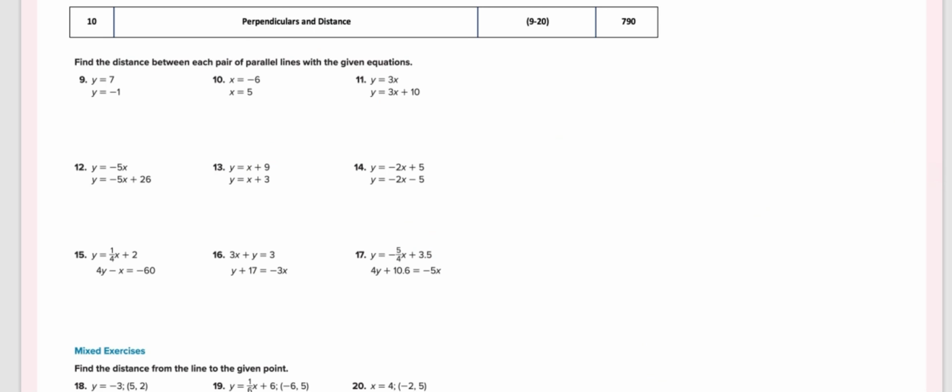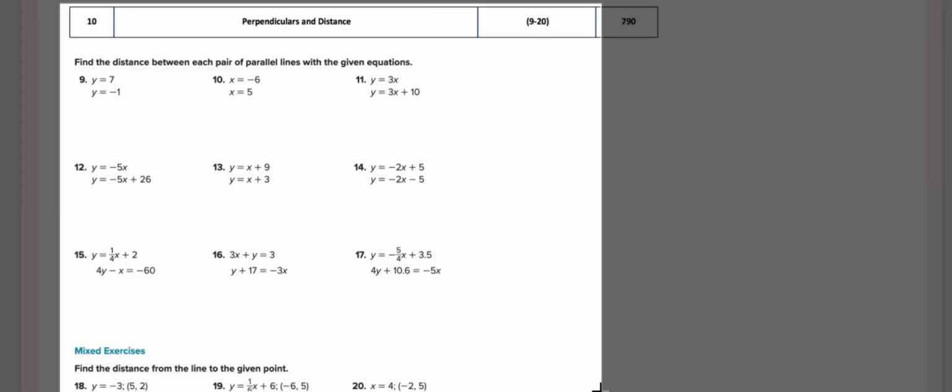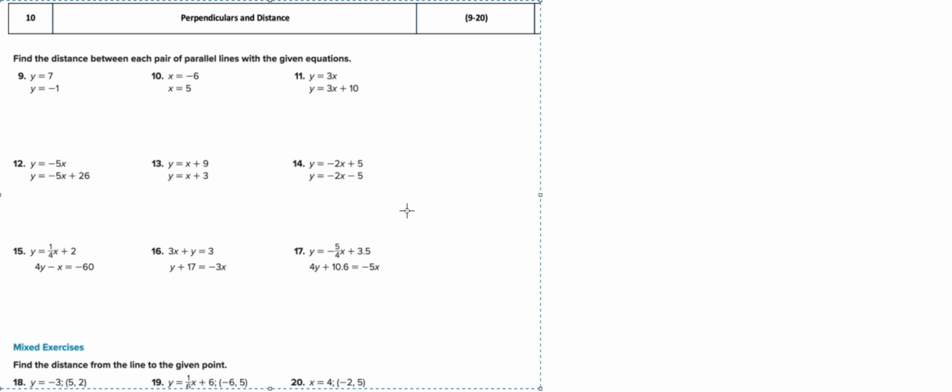Now multiple choice question number 10. Here we need to find the distance between the given lines, the perpendicular distance. So here all the questions are the same. So let me take this on my screen and discuss these questions. Especially in these two types of question, number 9 and 10, you need to draw the graph. For the others we are going to apply the formula.